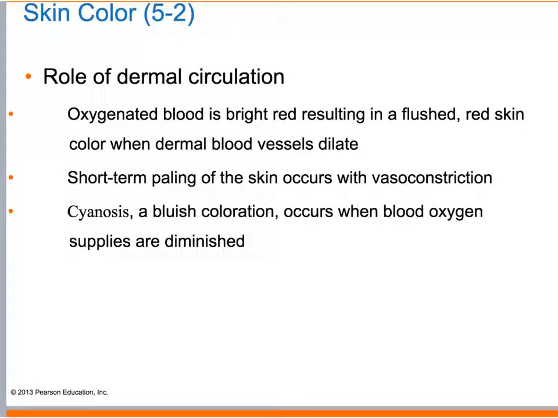Now let's talk about the role of dermal circulation in skin color. Oxygenated blood is bright red, resulting in a flushed red skin color when the blood vessels dilate. Short-term paling of the skin occurs with vasoconstriction. And then cyanosis is a bluish coloration, and it occurs when the blood oxygen supplies are diminished.